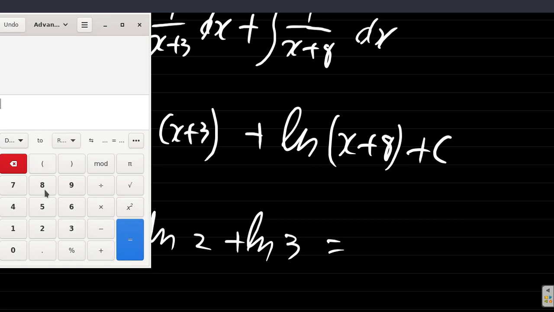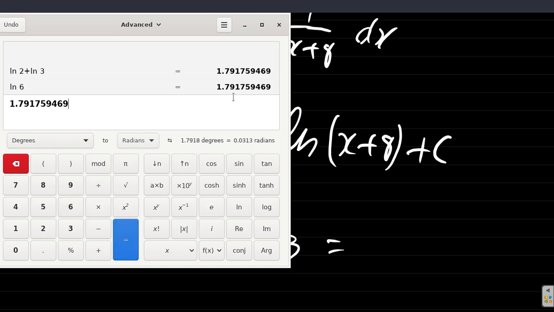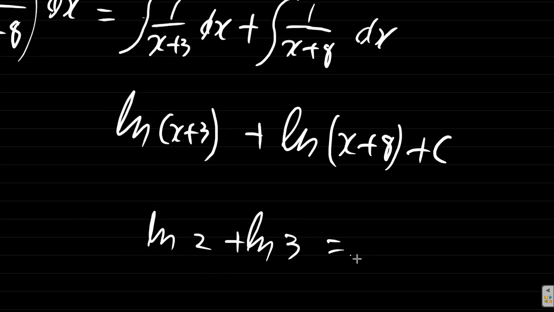Let me make this the full calculator. ln 2 plus ln 3 equals 1.79. Now let us find ln 6 and see what we get. Same 1.79. Alright? So this is the same as ln of 2 times 3. Remember that rule? ln A plus ln B is the same as ln AB.